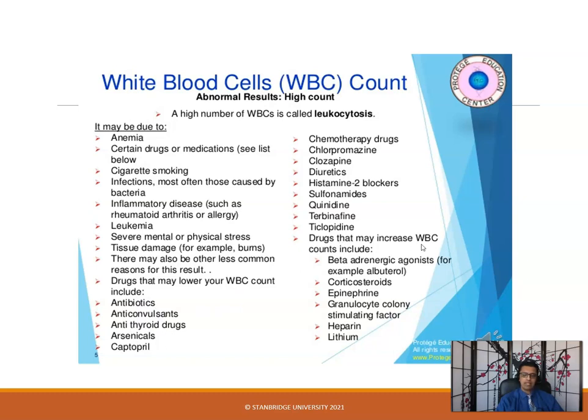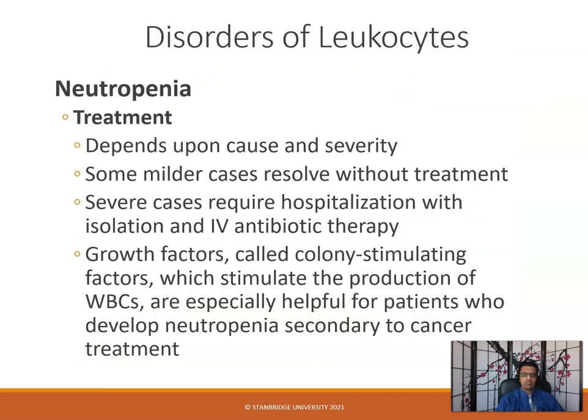Right. Drugs that might increase your white blood cell counts: corticosteroids, epinephrine, heparin, and lithium. Now, I'm not going to go too much in detail. I don't need you to memorize this whole list of which drugs may lower or increase. But this is just something that you can have as reference and say, okay, these are some things that might affect my patient. Okay. Now, how do you treat neutropenia?